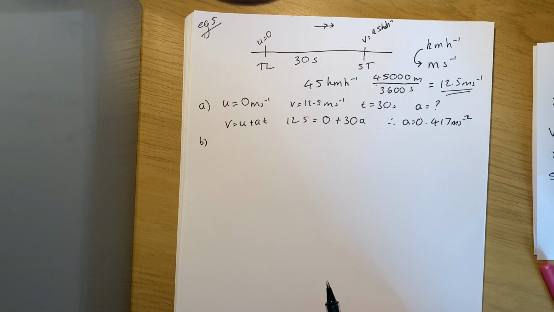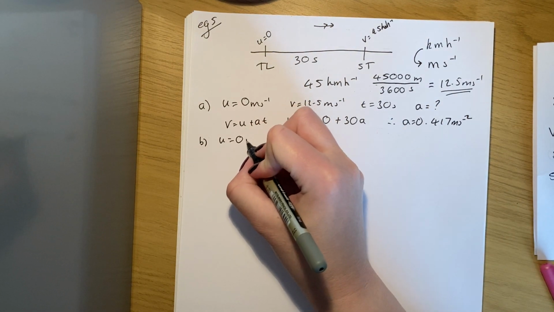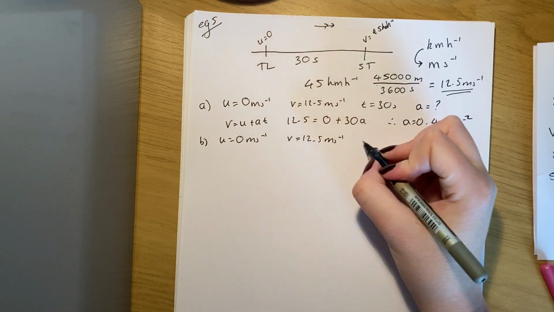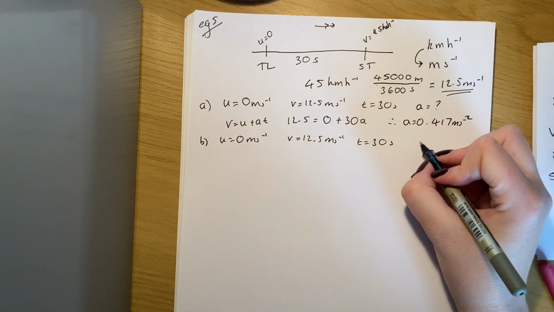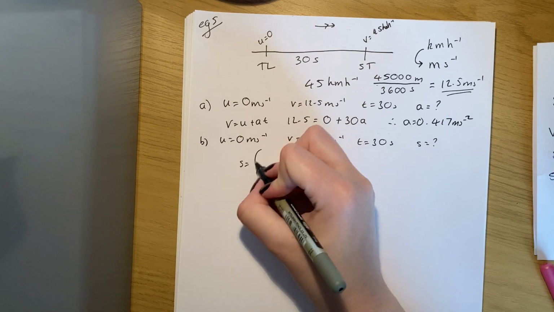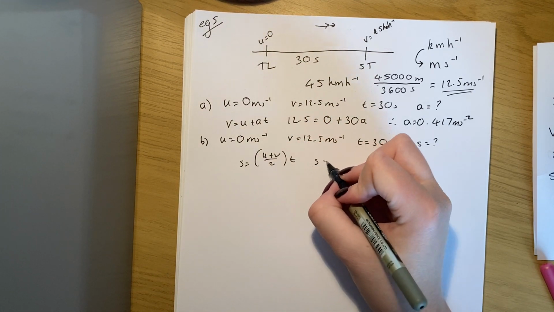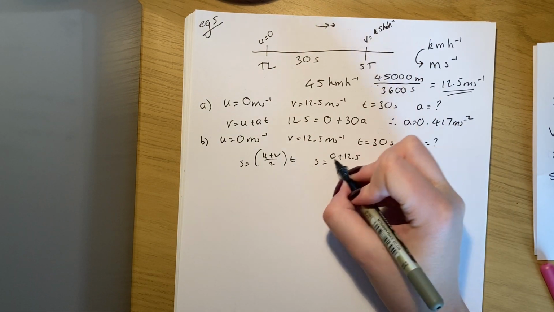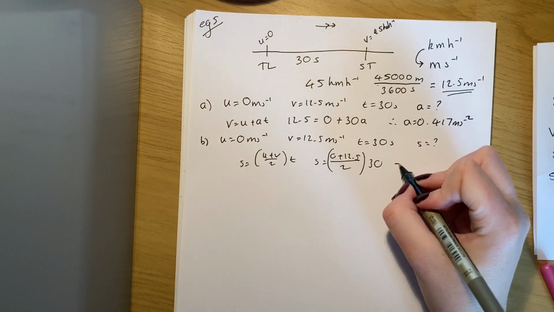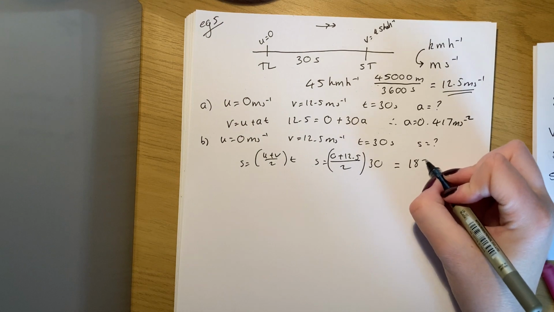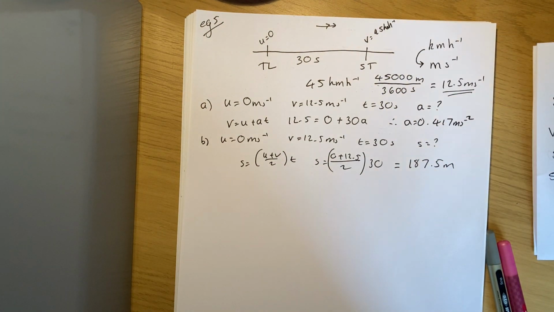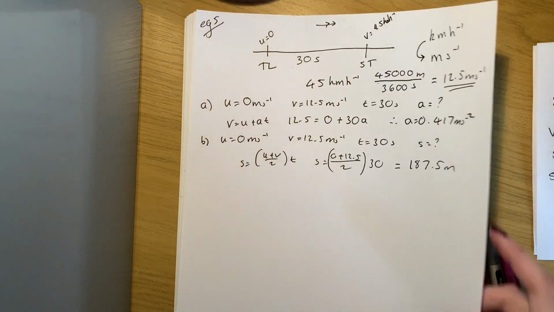Find the distance between the traffic lights and the speed trap. So in the question, I know u is 0 metres per second, v is 12.5 metres per second, I know t is 30 seconds, so what is s? So s is u plus v over 2, times t. So s is 0 plus 12.5 over 2 times by 30, which is 187.5 metres. Excellent. So the only difficult thing about that question really was making sure we are in appropriate units. We're always dealing with those SI units.